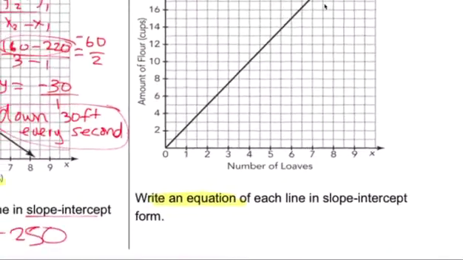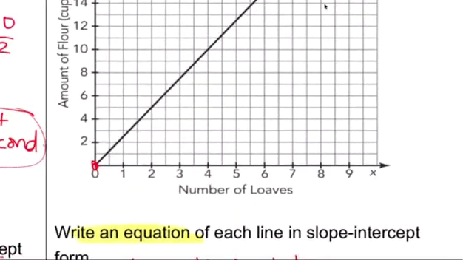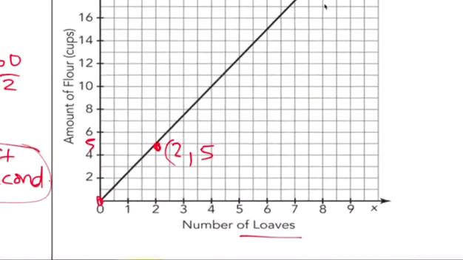So same thing here. This is easy because y equals mx plus b, right? We know that b is at 0, 0. And all you need to do is find slope. Slope, you pick here. That's 5. That's 2, 5. 2 loaves, 5 cups of flour. And then 3 won't work, 4 will work. 4 loaves takes 10 cups of flour.